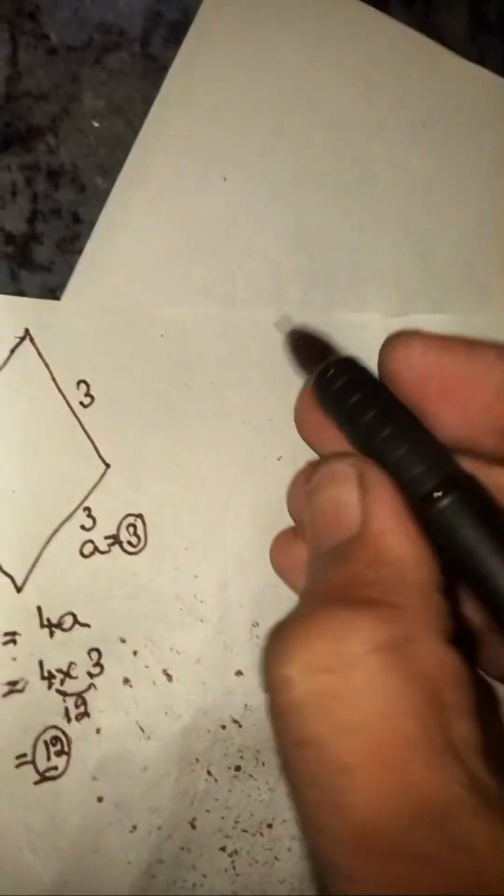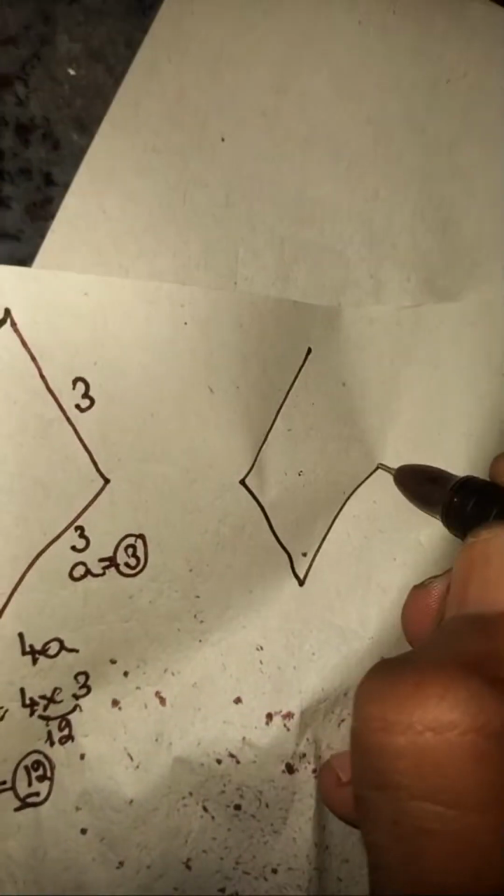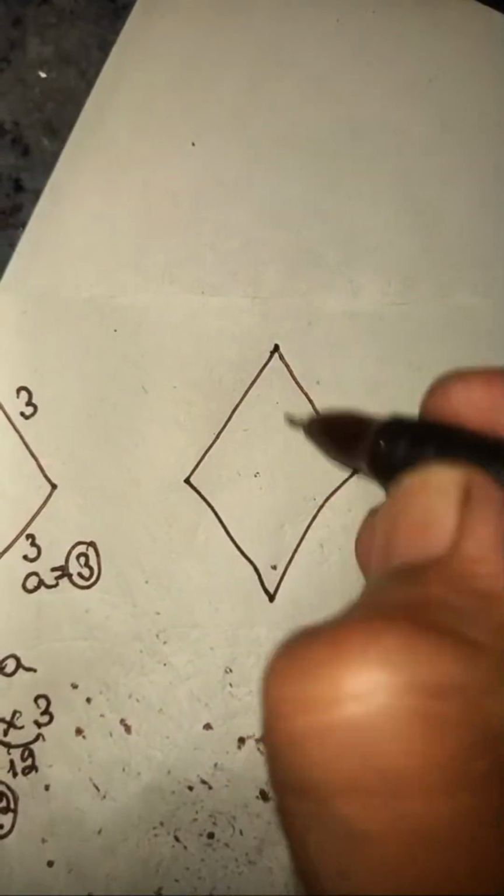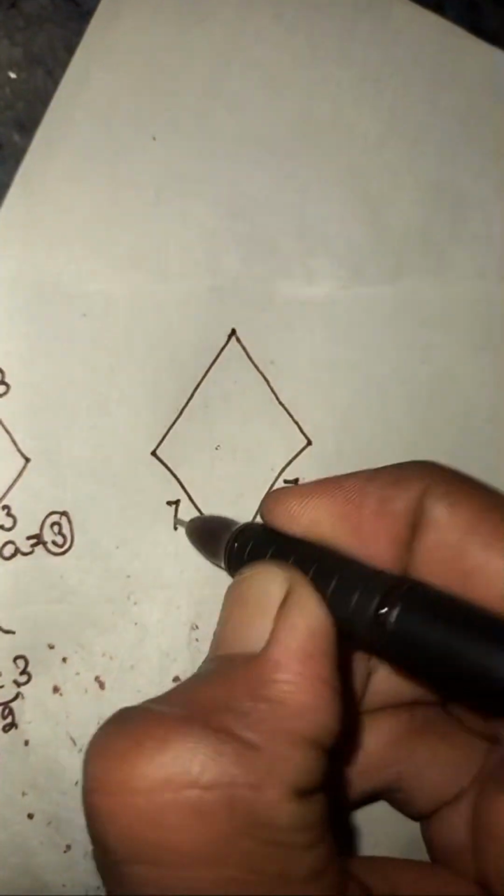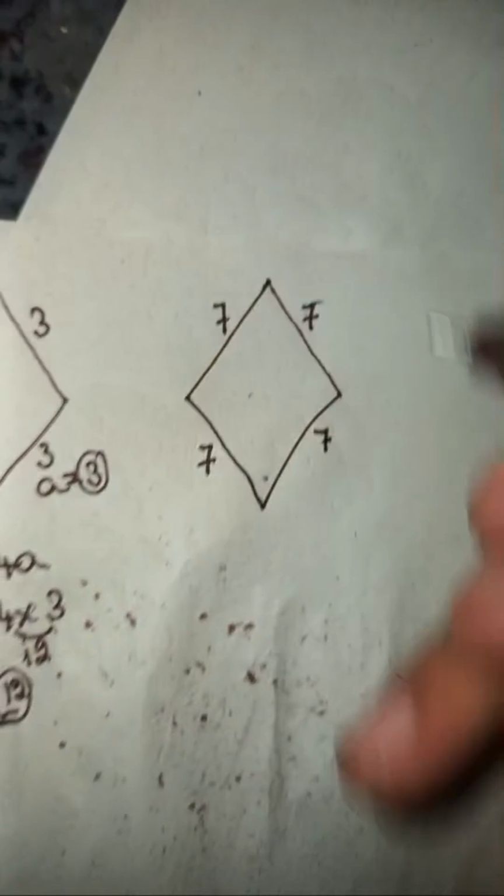Let's take another rhombus. In this rhombus they have given side length equal to 7 units. 7 units means all sides are going to be 7.